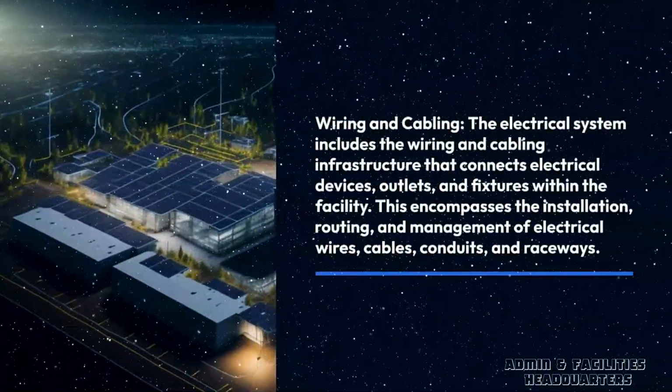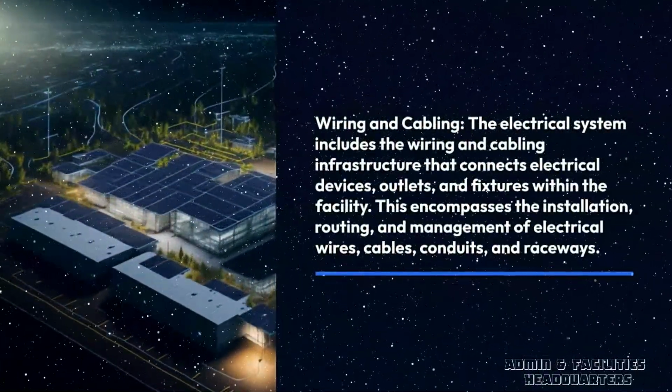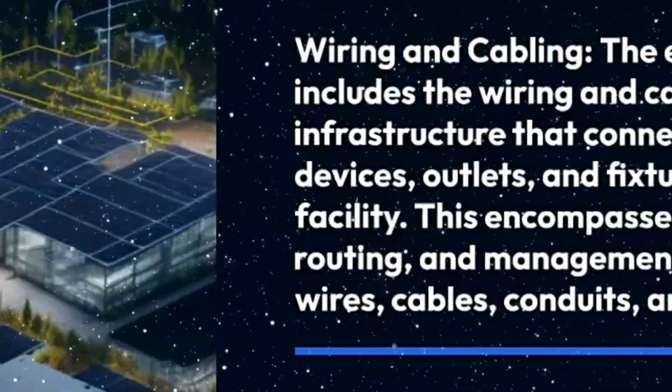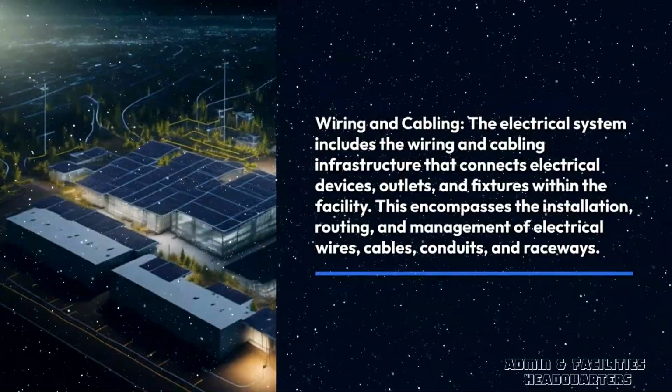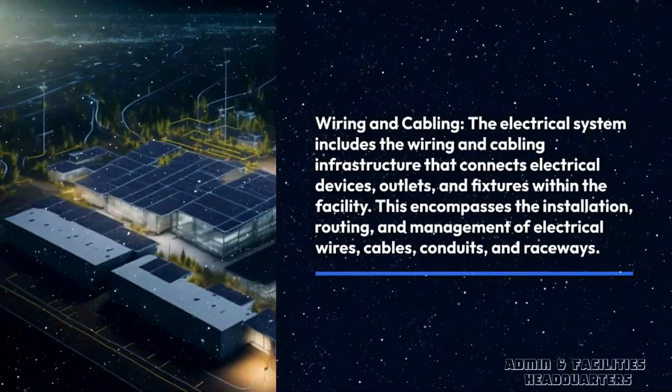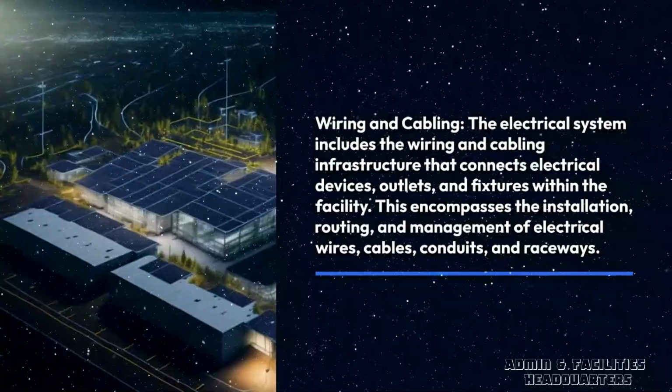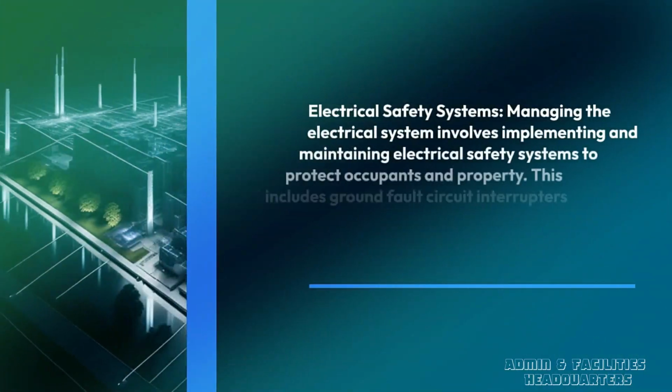Wiring and cabling. The electrical system includes the wiring and cabling infrastructure that connects electrical devices, outlets, and fixtures within the facility. This encompasses the installation, routing, and management of electrical wires, cables, conduits, and raceways.